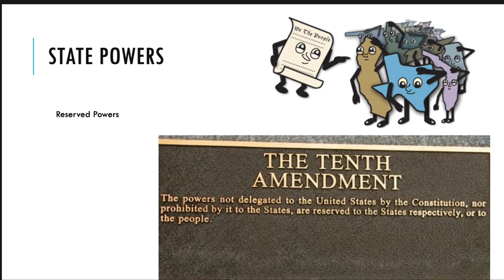So these powers, which are called the reserved powers, or powers reserved for the states, include all kinds of stuff. Like the states have the ability to legislate for public health. That's why, I'm sure you've noticed in recent years, mask mandates don't come from the federal government. They come from the states. It's up to each individual state to vaccinate and encourage people to do that.